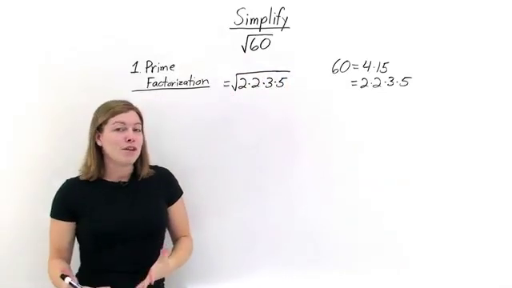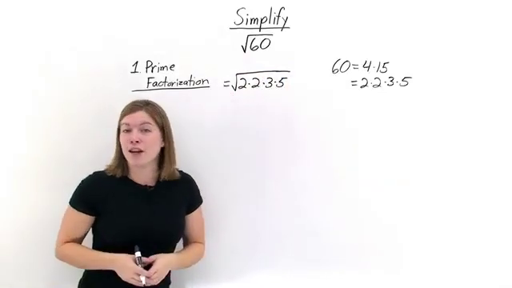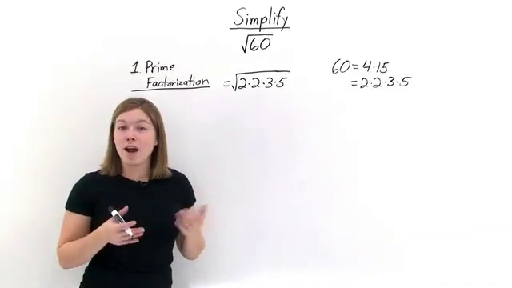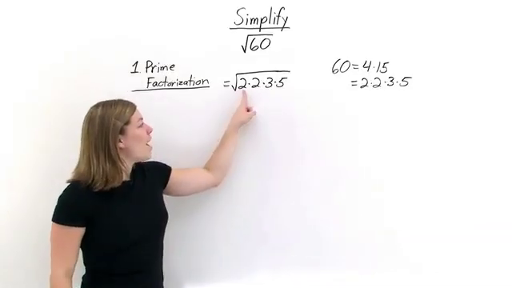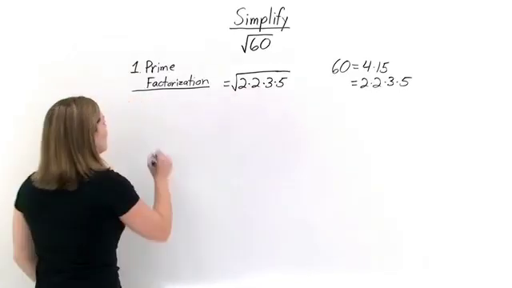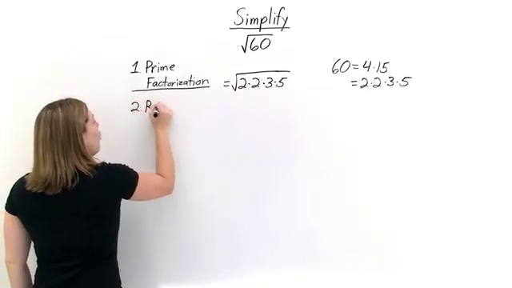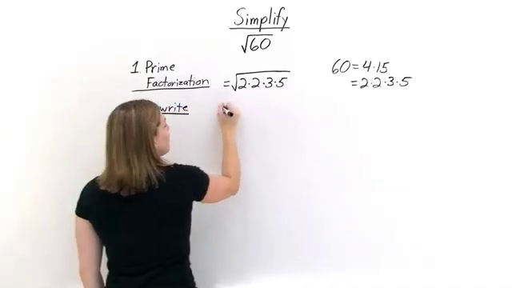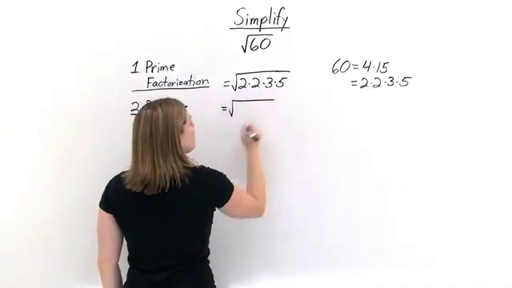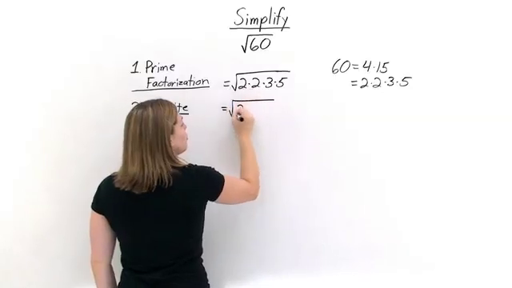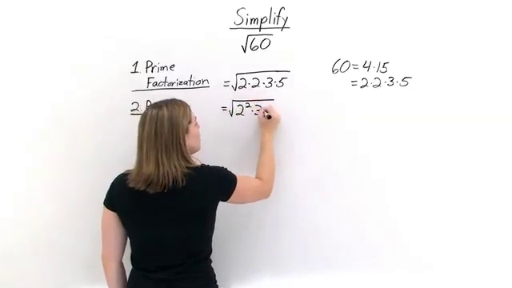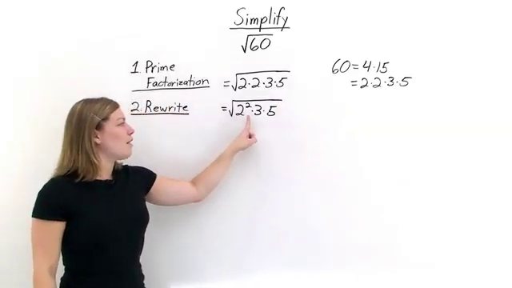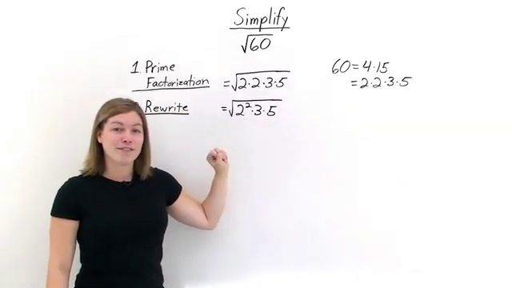Now let's look through all these factors and see if we have multiples of any factors. We want to see if we can write any factors squared. Here we have 2 2's. So instead of writing 2 times 2, we could rewrite that as 2 squared. So let's do that. We still have our square root, and instead of 2 times 2, we write 2 squared. And we still have our 3 and our 5. Now we have 2 squared times 3 times 5.